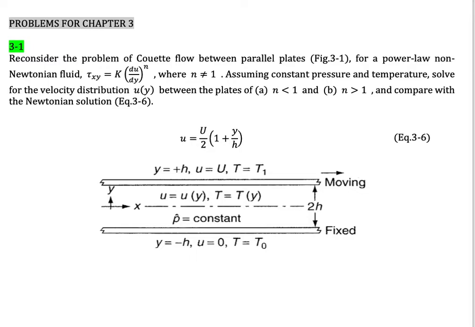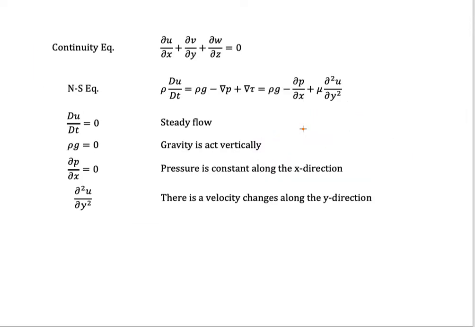So for example, we have this situation, and then we have u equal to U over 2, times 1 plus y over h, for equation 3.6. However, we just focus on the use of n here and how to get the value of this one. So this is the continuity equation. And then this is the Navier Stokes equation. So I already simplified it like this one.